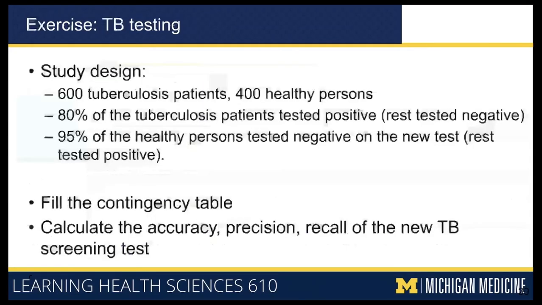So let's take an example and see how to build this confusion matrix and get those numbers. I would like you to do this exercise with me. In this exercise, we are going to fill this contingency table for TB testing. You are told that there are 600 tuberculosis patients and 400 healthy patients, so 1,000 people in all. For the tuberculosis test, 80% of the tuberculosis patients were tested positive, the rest were tested negative, and 95% of the healthy patients were tested negative, and the rest were tested positive.